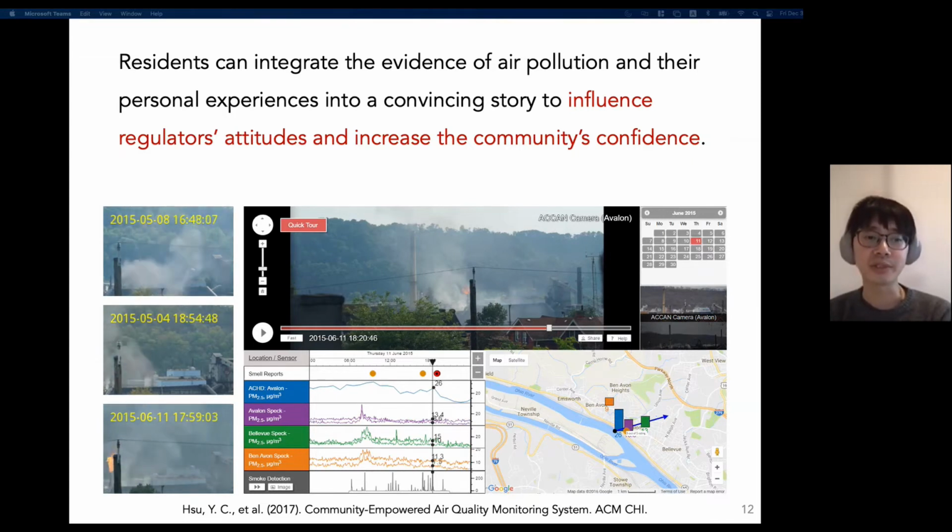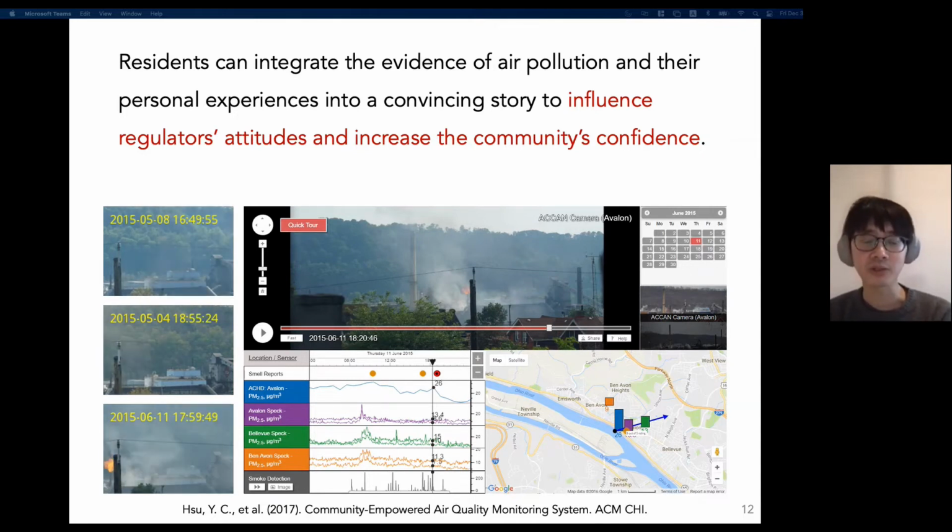So in the image, you see there's a lot of pollution coming out. And on the bottom left, you see a time series chart, like a line chart, showing the readings of pollution. These are particulate matter PM 2.5 readings, where we put all these sensors in communities. On the bottom right, you see a map indicating the wind directions and all the sensor readings.